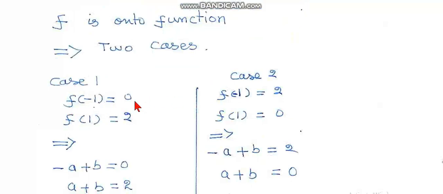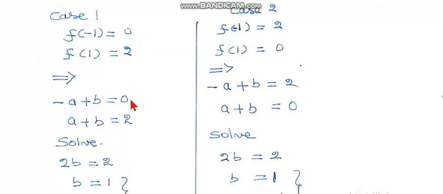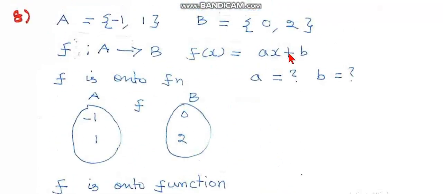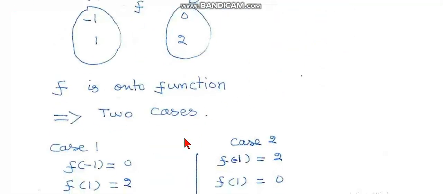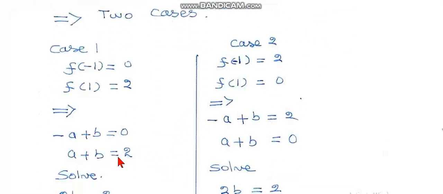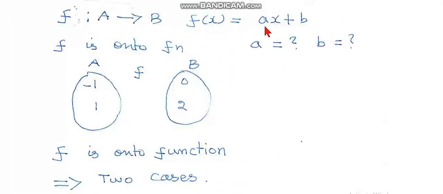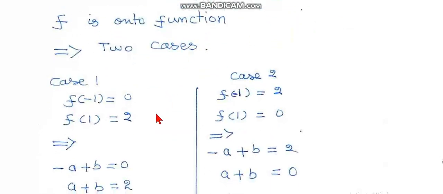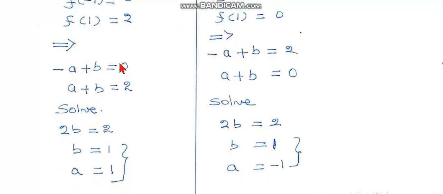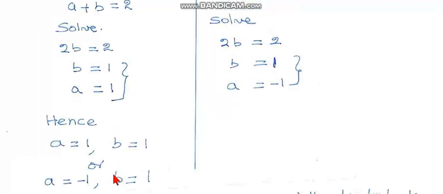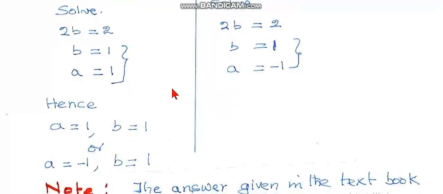f of minus 1 equal to 0 implies minus a plus b equal to 0. From ax plus b, f of minus 1 equal to a into minus 1 plus b, that is minus a plus b. And f of 1 equal to 2. f of 1, that is a into 1 plus b, equal to f of 1 which is given as 2. So a plus b equal to 2. Solving these two equations, just add: 2b equal to 2, b equal to 1. That is a equal to 1. Hence a equal to 1, b equal to 1.